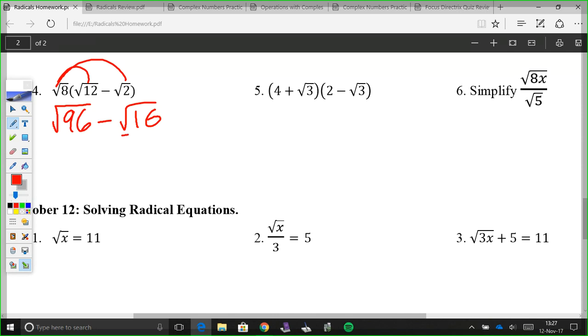So 16, this is a perfect square, and we'll simplify into a nice whole number. The square root of 96, not so much. You'll have to break that one up and simplify those parts.